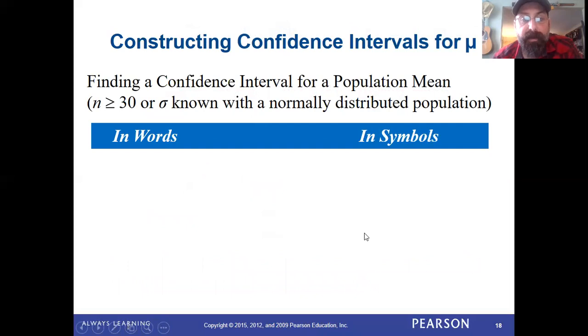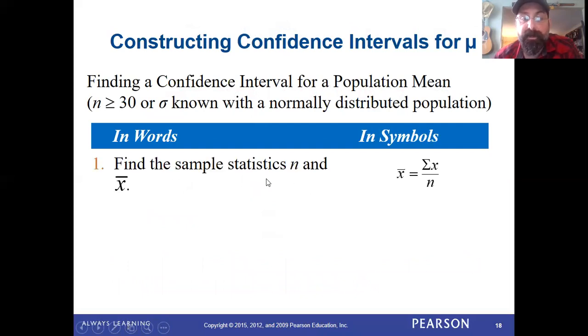Okay, just in steps, find a sample statistic n and X-bar. So if we want to find the population mean mu, go and get yourself an X-bar. The larger the n, the better, the more you're learning about the population. Calculate the sample mean from the sample.